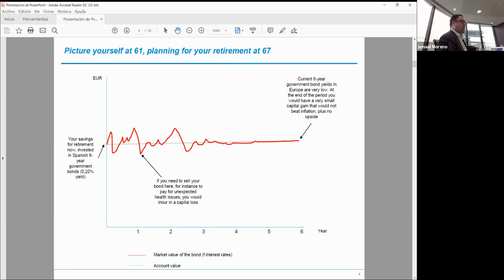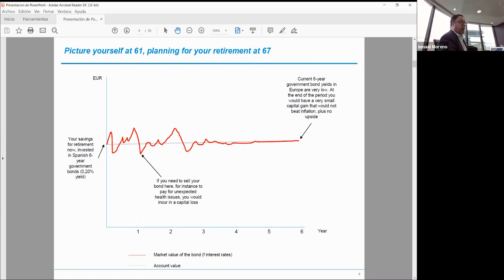So let's get back to understanding the basics of this business and this type of products and how it works. Imagine that you are 61 and that you are planning for your retirement at 67. Your probably safest possibility is to invest in a 6-year government bond, and then if you eventually retire at 67, you would receive back the principal of your bond, and you would have earned a minimum interest, probably even negative these days, because the 6-year government bond rate in Spain is either negative or almost negative at this point in time.